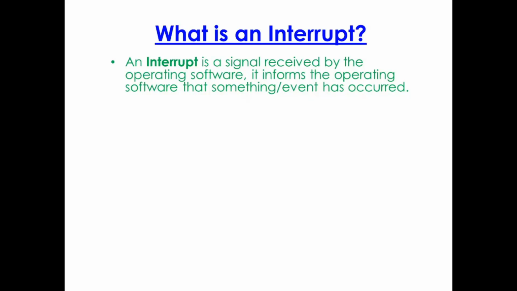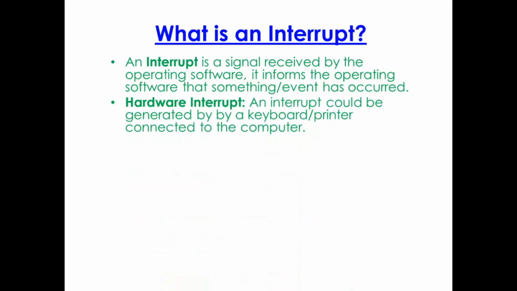An interrupt is a signal received by the operating system. It informs the operating software that something or some event has occurred. When the computer is doing its normal process, the operating system receives some signal, and this signal is telling the software that something happened, and this is called an interrupt. So what is an interrupt? It is a signal. From where the operating system gets this signal, we will discuss further.